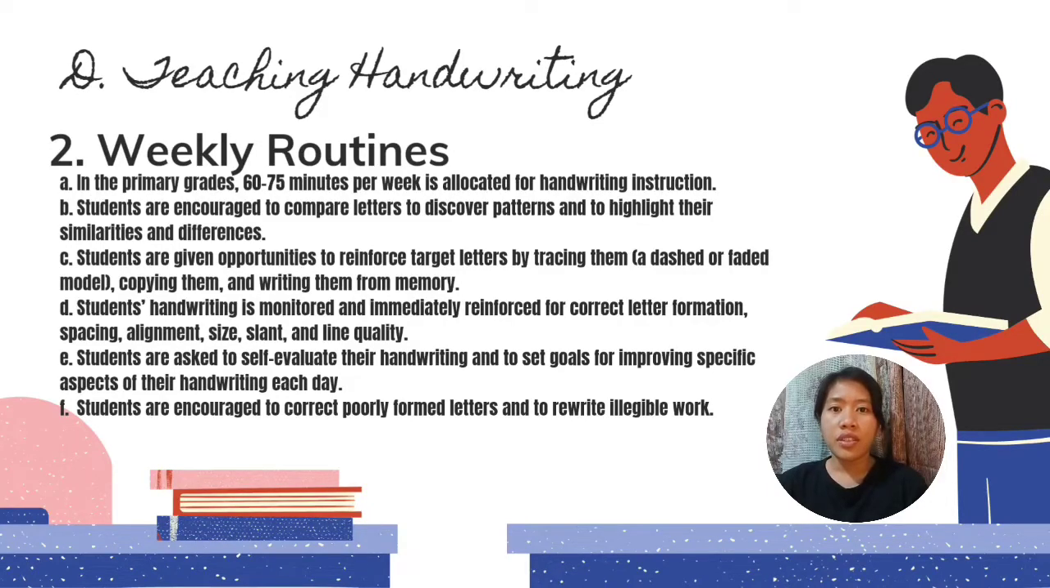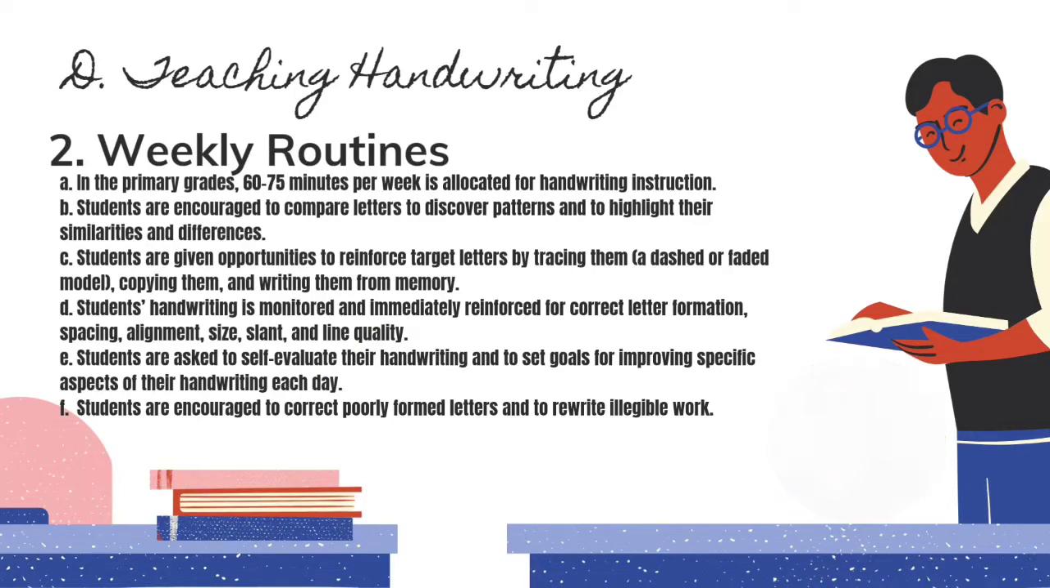Letter D. Students' handwriting is monitored and immediately reinforced for correct letter formation, spacing, alignment, size, slant, and line quality. Letter E. Students are asked to self-evaluate their handwriting and to set goals for improving specific aspects of their handwriting each day. And lastly, letter F. Students are encouraged to correct poorly formed letters and to rewrite illegible work.